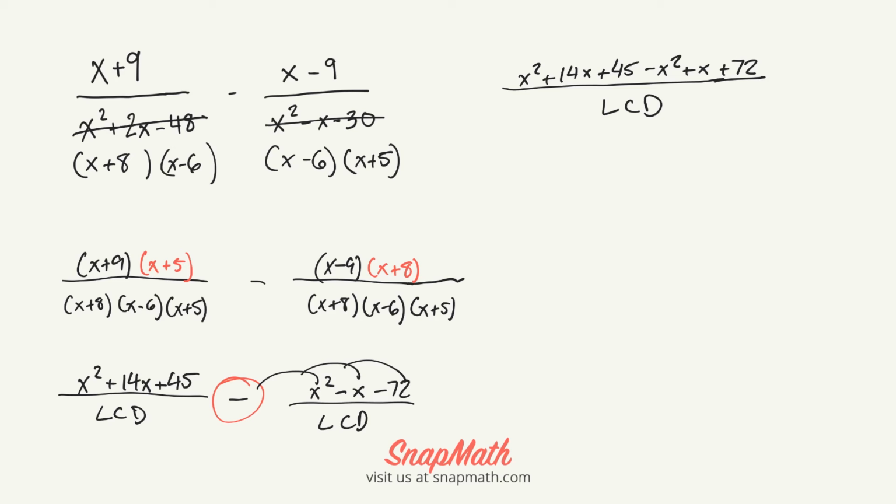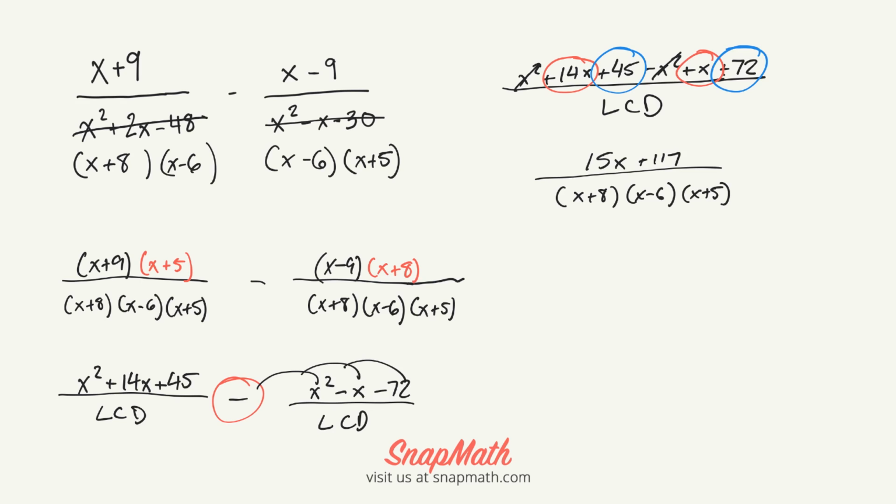So when I combine like terms, the x squared and the negative x squared cancel out, and then we have 14x and a positive x. That will turn into 15x, and then we have positive 45 and a positive 72, and that gets us 117. And then we write our common denominator. All right, and then we check to see if we can reduce anything. We cannot, so this is our final answer.